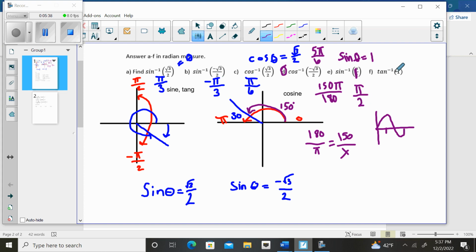And then what angle has a tangent of 1? Right? Well, since tangent is sine over cosine, and sine and cosine have the same value at 45 degrees, and 45 degrees is pi over 4, then the answer here would be pi over 4.